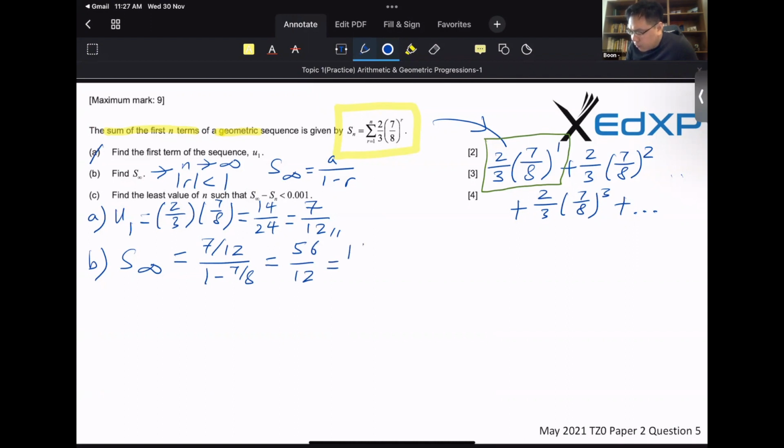Okay, I can divide it by 4 just to simplify. And there I have the sum to infinity. And let's move on to the last part, which is the most interesting part. Find the least value of n such that the sum to infinity minus the sum of n terms is less than 0.001. So before we start plugging in all the values, I usually like to employ a trick here, which is to sub in my general formula for both. And you will see something quite interesting.